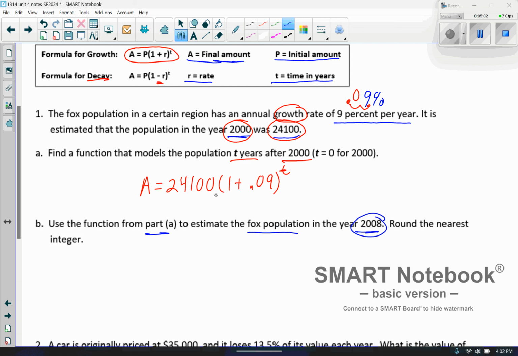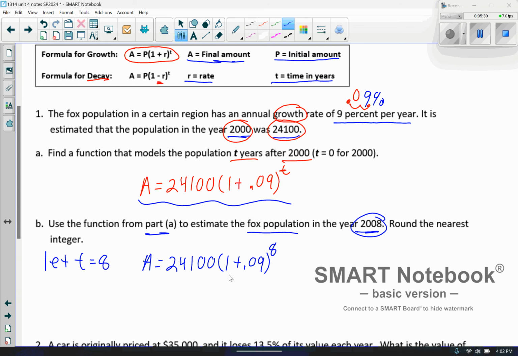Because this formula is good starting in the year 2000, for t we're actually only going to need to plug in 8. So we're going to let t equal 8. So we're going to have A equals 24,100 parentheses 1 plus 0.09, raised to the power of 8.